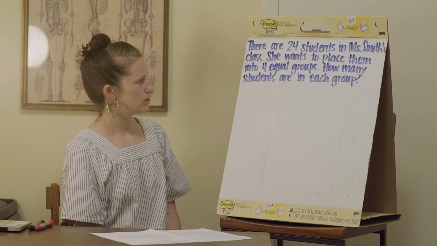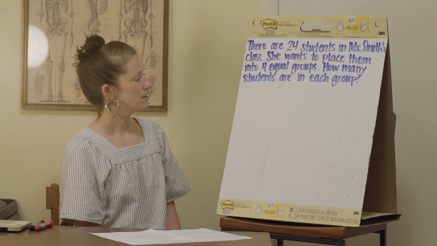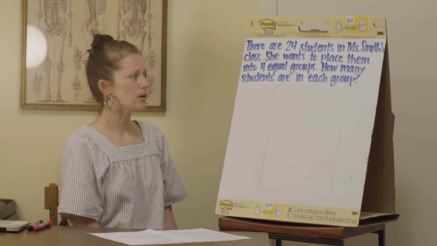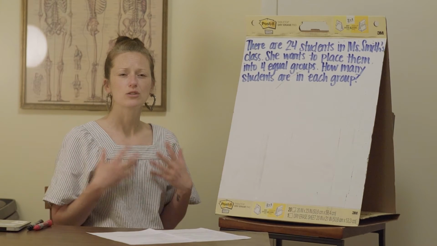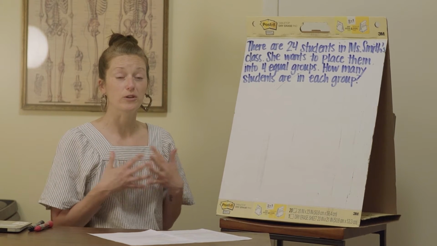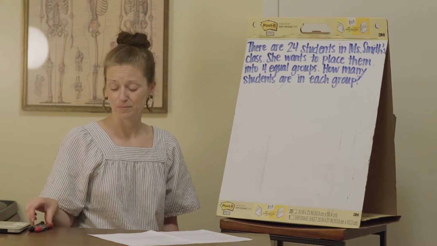So there are 24 students in Ms. Smith's class. She wants to place them into 4 equal groups. How many students are in each group? So I want you first to think about what are the different equations we could write in order to represent this problem.